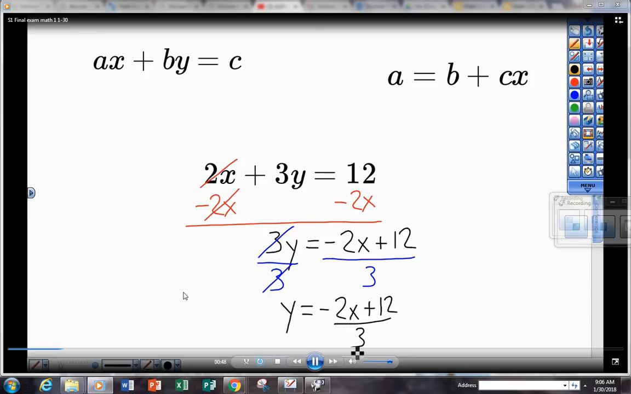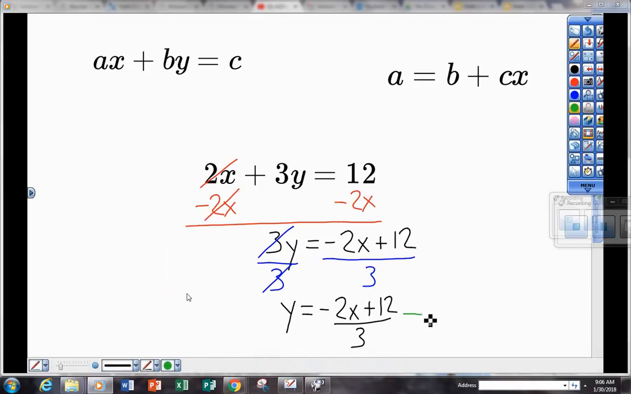Some people like to leave it in that form. I would like you, because you're advanced, to split that up into 2 separate fractions where you divide the negative 2x by its own 3, and then you divide that 12 by its own 3. And of course that 12 over 3 simplifies to 4. So when I rewrite that, I get y equals negative 2x over 3 plus 4.